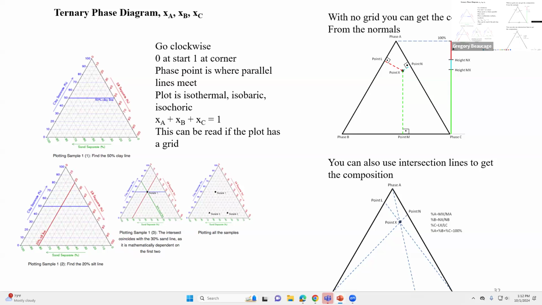So you can read off the compositions. If you go to a point here and it's 60% clay, and I go to here, that's 20% of sand. So 60 plus 20 is 80. If I go out to the other one, it should be 20% of the other, which it is. So 20, 60, and 20 gives you 100.